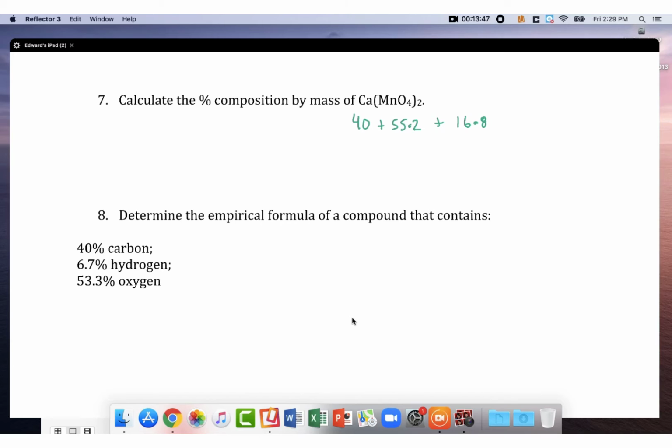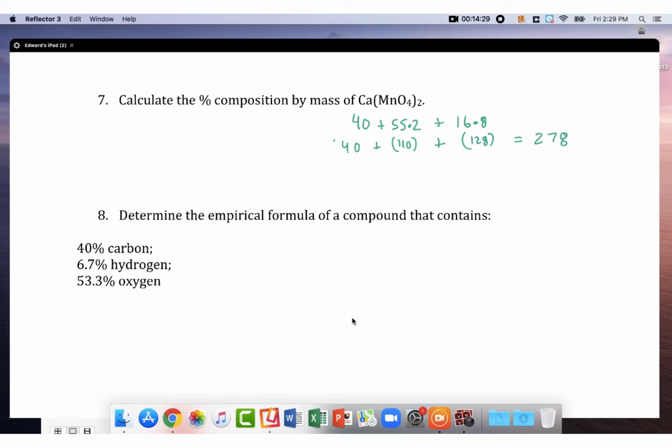All right, now I'm going to write some numbers down with this because it'll help in the long run. 55 times 2 equals 110. And 16 times 8 equals 128. So 40 plus 110 plus 128, I got 278. All right, that's the total, just like your test score. There's 278 questions, right? And now we're going to do how many of each.